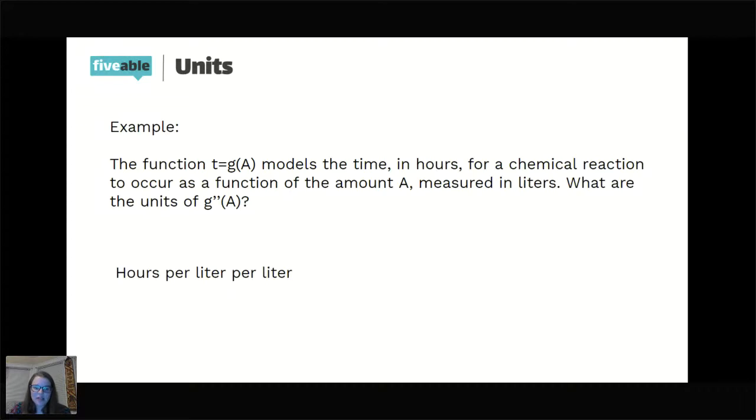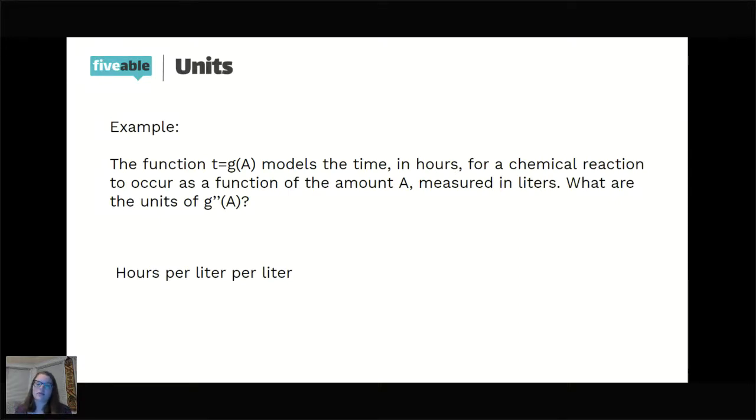Okay, so if it tells you the function is t equals g of a, models the time, that's what they're talking about as the main part of the function. So it's hours per liter, hours per liter squared. We're used to seeing time as being the variable that's being plugged in. In this case, they told us t was what our function stood for. So that's something that AP is looking for you guys to pay close attention to. It seems like a simple problem, but you've got to make sure you're reading in context.